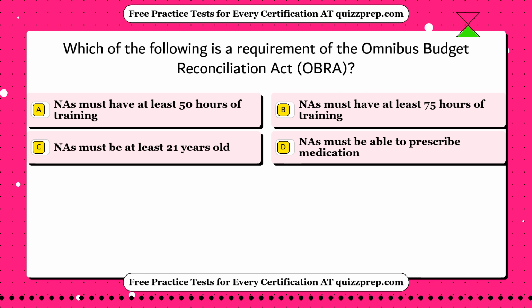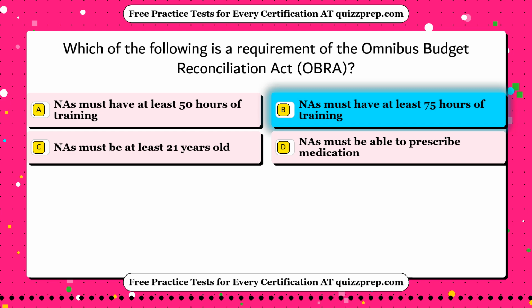Question 62. Which of the following is a requirement of the Omnibus Budget Reconciliation Act, OBRA? Option A, NAs must have at least 50 hours of training. Option B, NAs must have at least 75 hours of training. Option C, NAs must be at least 21 years old. Option D, NAs must be able to prescribe medication.